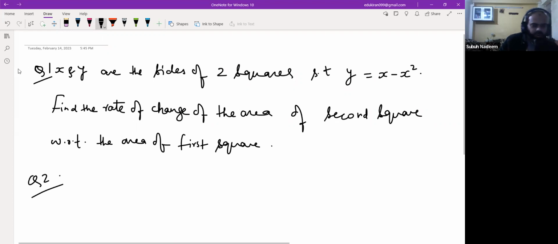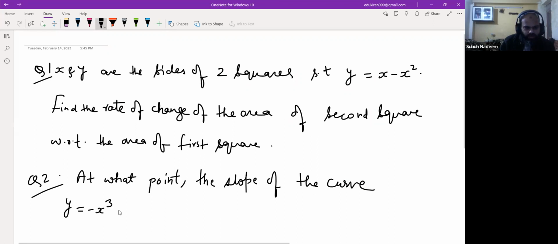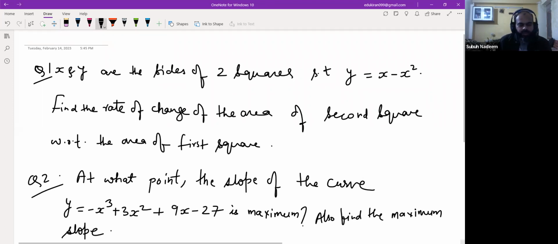The next question says, at what point the slope of the curve y equals minus x cube plus 3x square plus 9x minus 27 is maximum? Also find the maximum slope. So first try these two questions and we'll do more of them.